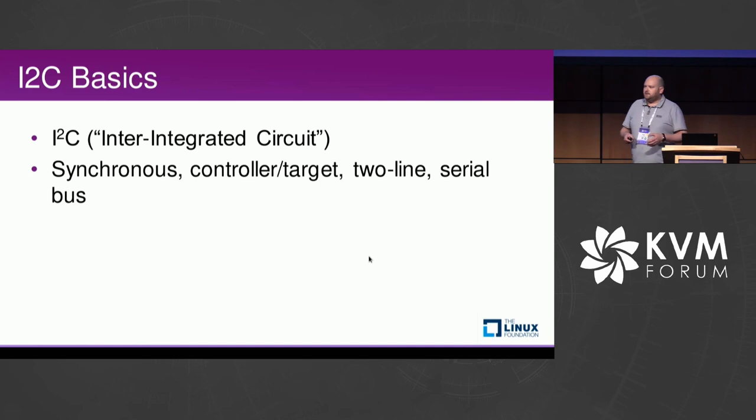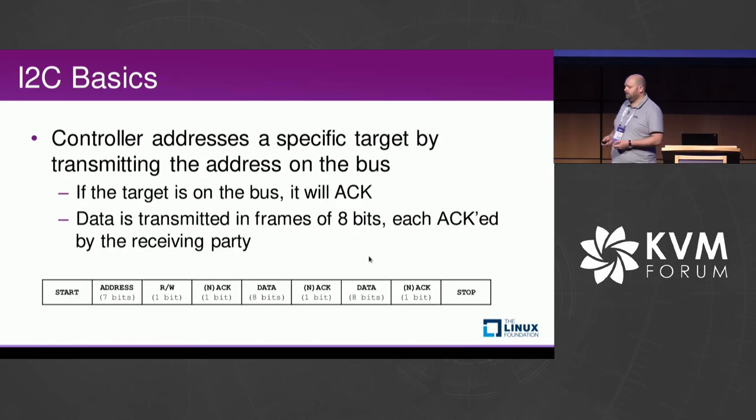I2C is the Inter-Integrated Circuit bus, and it's a very simple bus. It's a synchronous controller-target two-line serial bus. The way it works is that the controller will address a specific target on the bus by transmitting the address of the target it wants to communicate with. If the target is there, it's going to acknowledge its presence, and then the controller can start transmitting data. This also works in the other direction.